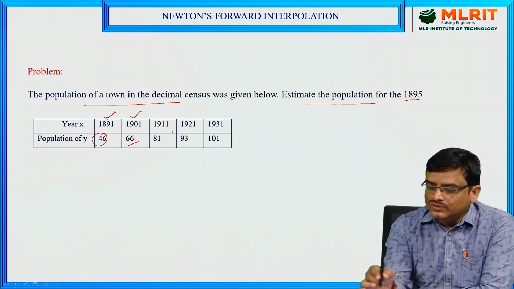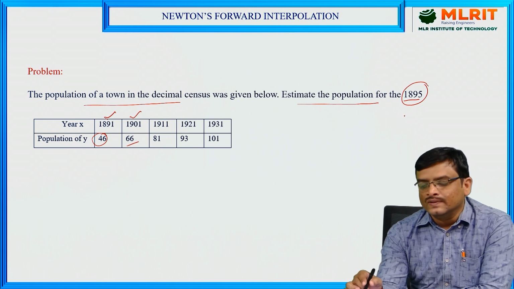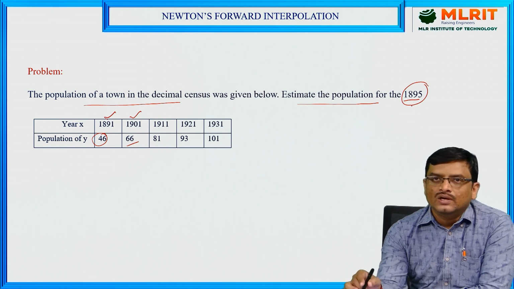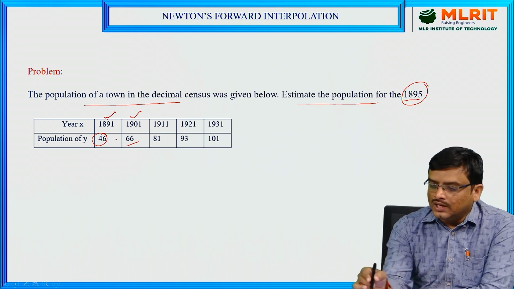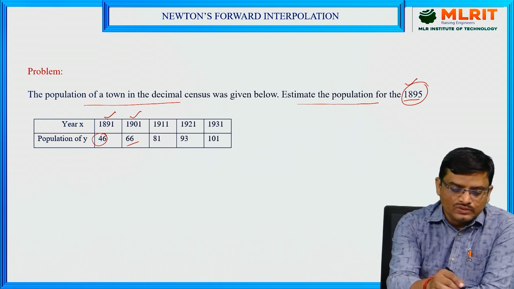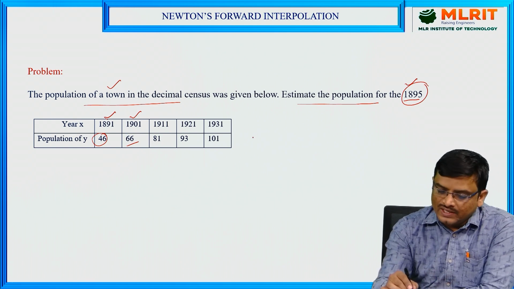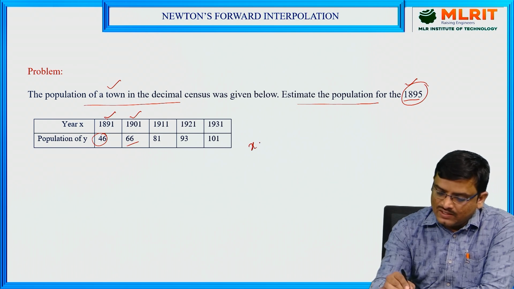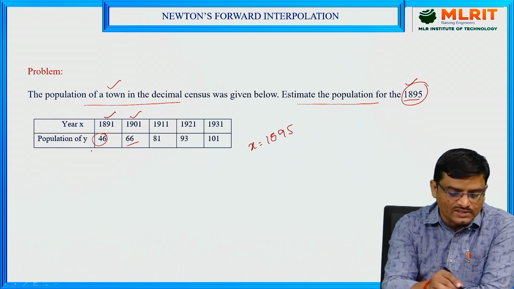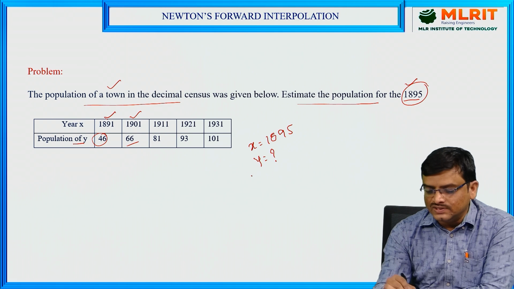Now, I want to find out the population of that town in the year 1895. This year, 1895, is not mentioned in the table. I want to get the population of that particular town in this year. If you observe, we can consider this 1895 as the x value. At this x value, we have to get the value of y. That y is represented by the population. This is our problem.